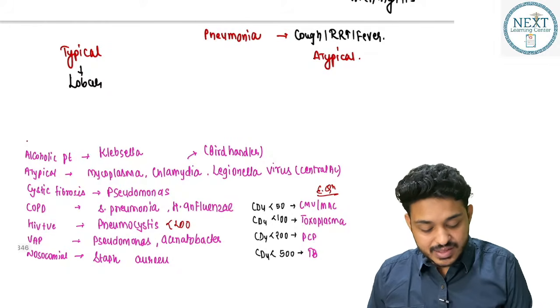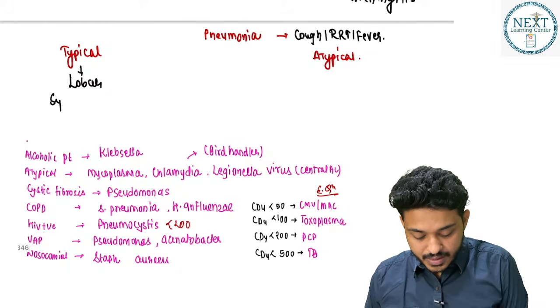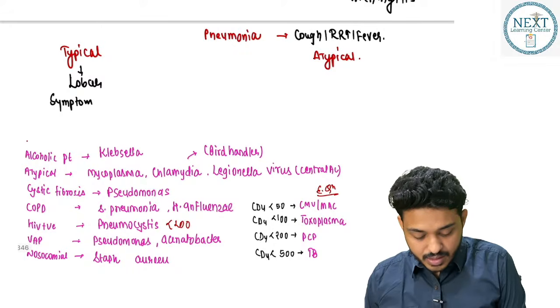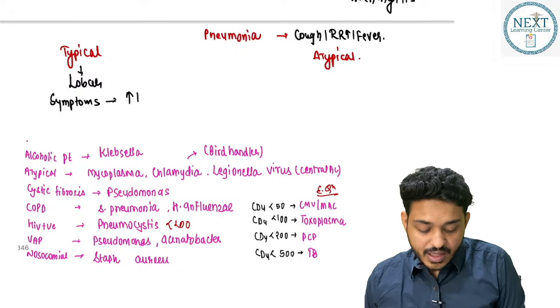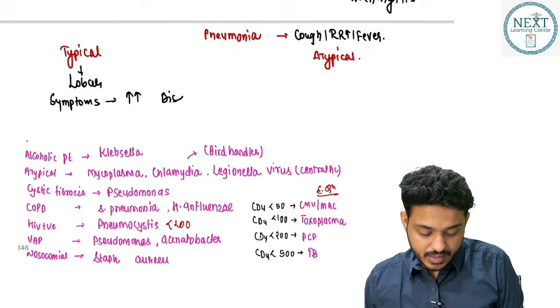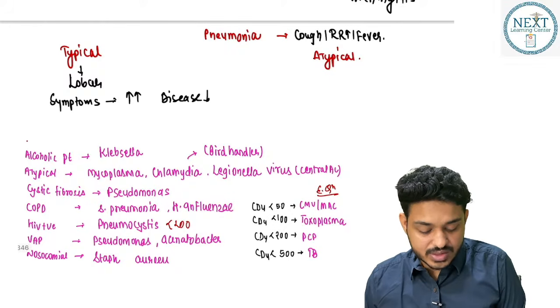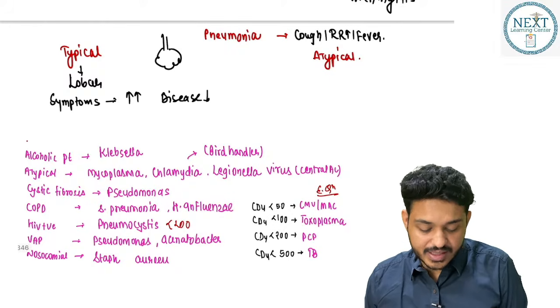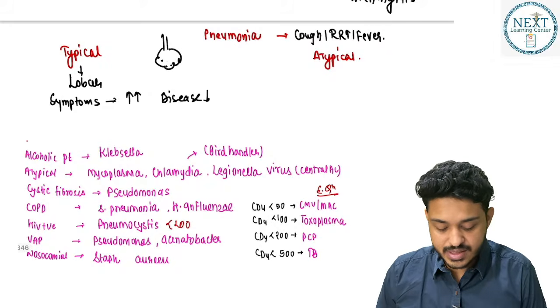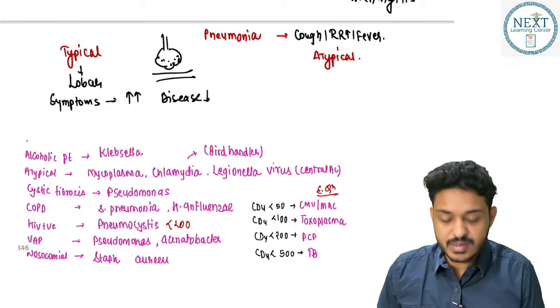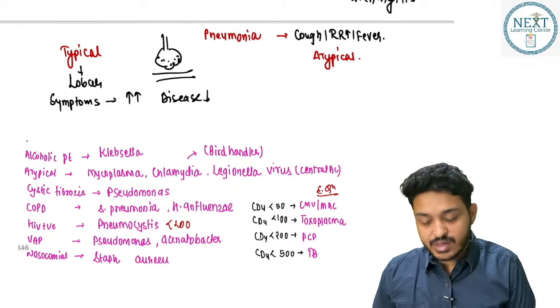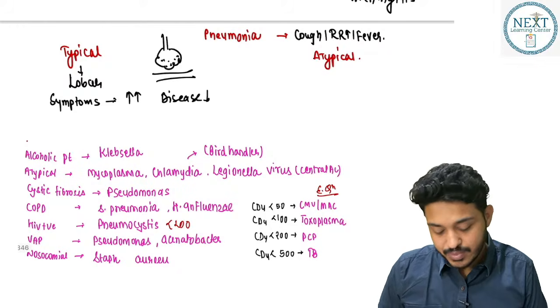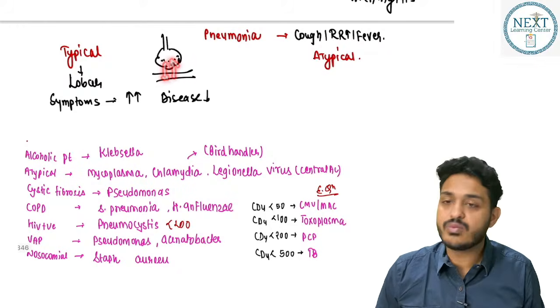In this particular one the symptoms are going to be what? The symptoms are going to be more. Symptoms will be more and the disease will be less, because this happens exactly where? In the alveoli, right? This thing is going to happen in the alveoli, leading to more problems, severe symptoms, you can say. The problem is not severe. It is going to involve one lobe, right?